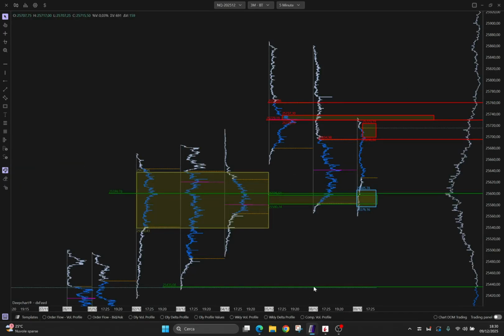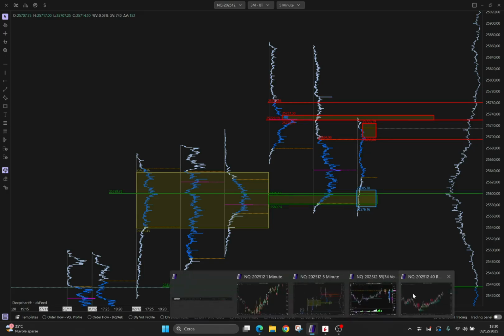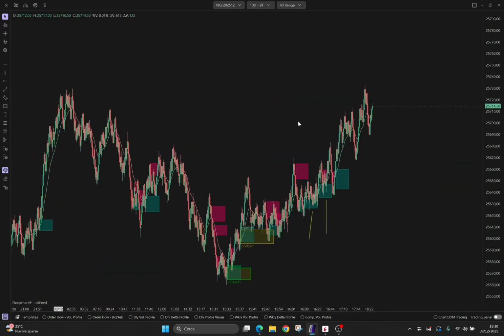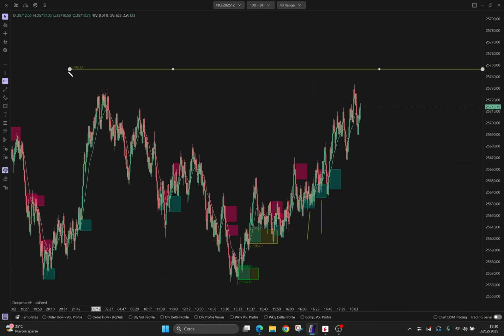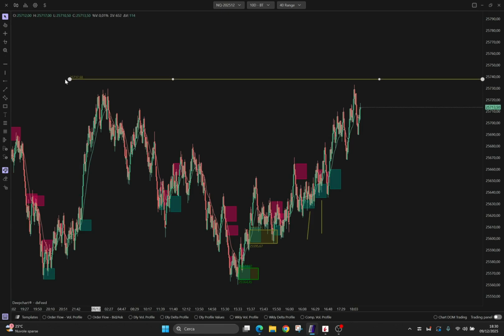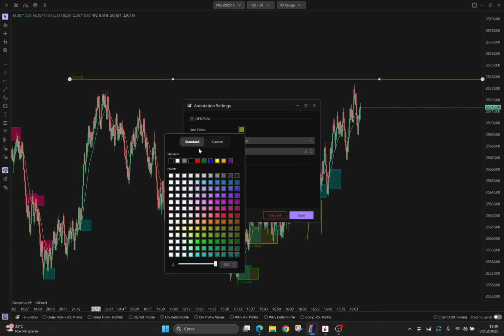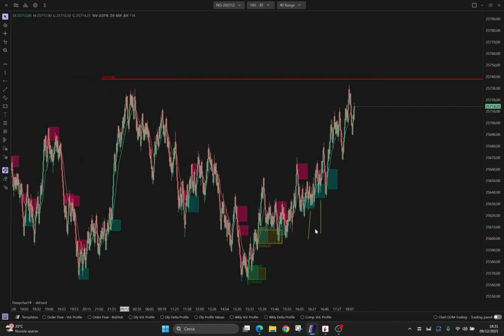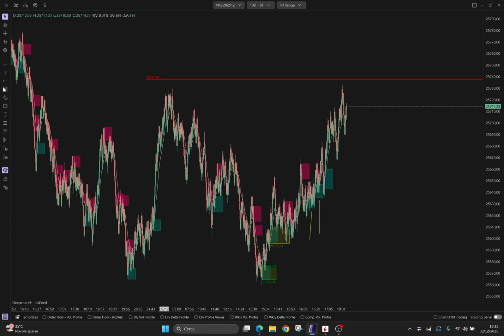Now we understood the game plan for the day, okay? The sensitive level is 25,737. So we can mark this level here. This is the level that is creating problems for the price. Breaking this level is not easy. This is the maximum point of protection of the sellers.